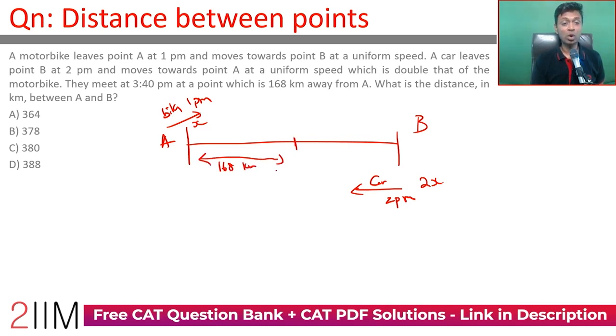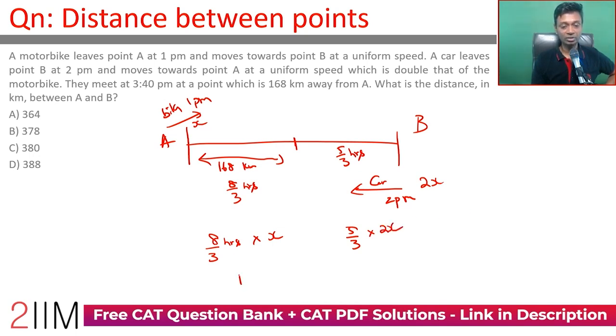And so from 1 p.m. to 3:40 p.m. I'm going to think in terms of hours. So it is 2 hours and 40 minutes, or this is 8 by 3 hours A has traveled. B at the same time has traveled not 8 by 3 hours but only 5 by 3 hours. A has traveled for 8 by 3 hours. B has traveled for 5 by 3 hours. Right? So 8 by 3 hours A travels at a speed of x. B travels for 5 by 3 at a speed of 2x.